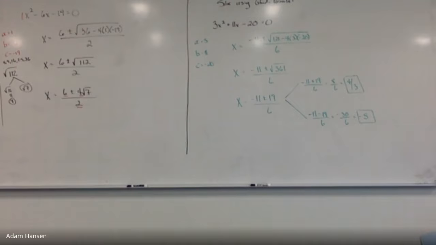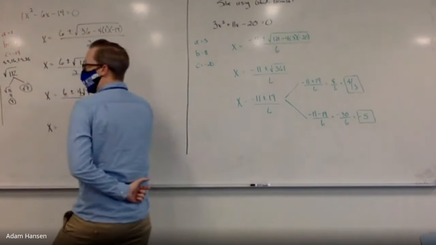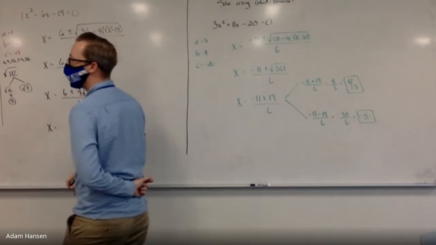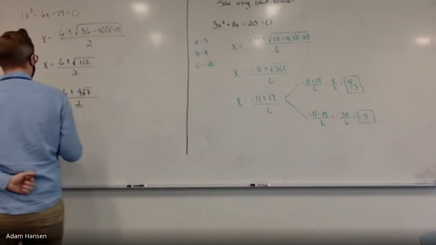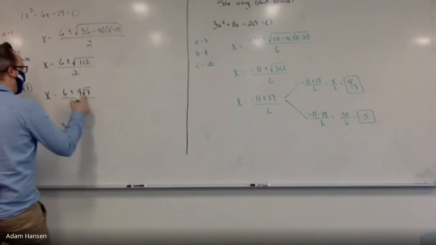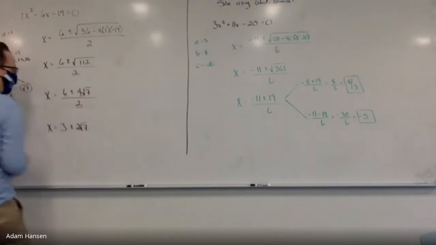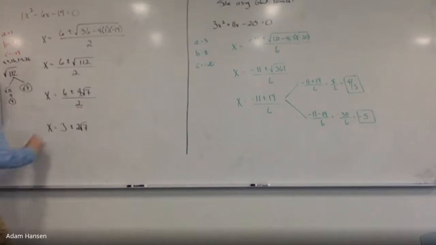6, 4, and 2 are all even, so can't I divide everything by 2? When it's 4 root 7, I take 4 root 7 and divide it by 2, isn't it just 2 root 7? Sure. 6 divided by 2 is 3. 4 root 7 divided by 2 is 2 root 7. 2 divided by 2 is just 1, so dividing by 1 is not going to change anything. Here's your final answer: 3 plus or minus 2 radical 7.